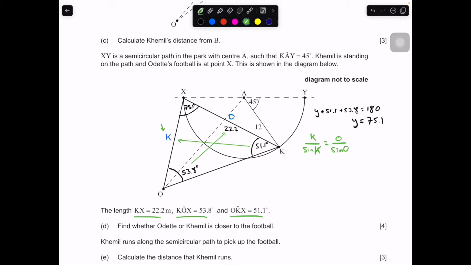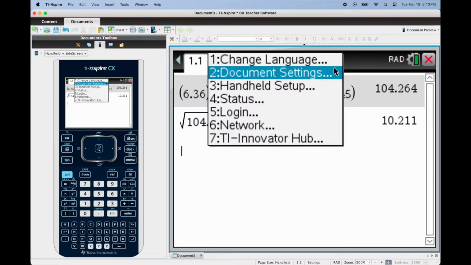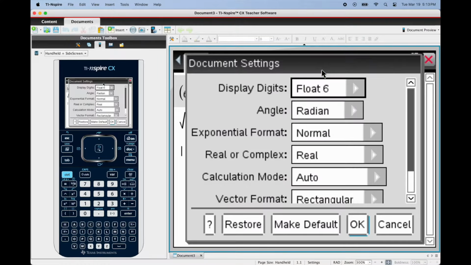So what do we have? K over sine 51.1 is equal to 22.2 over sine 53.8. Okay, let's go ahead and put this into our calculator. Sorry, when I made a new document, the calculator went back to radian by default. So let's go to document settings, and let's make sure we're back in degrees.